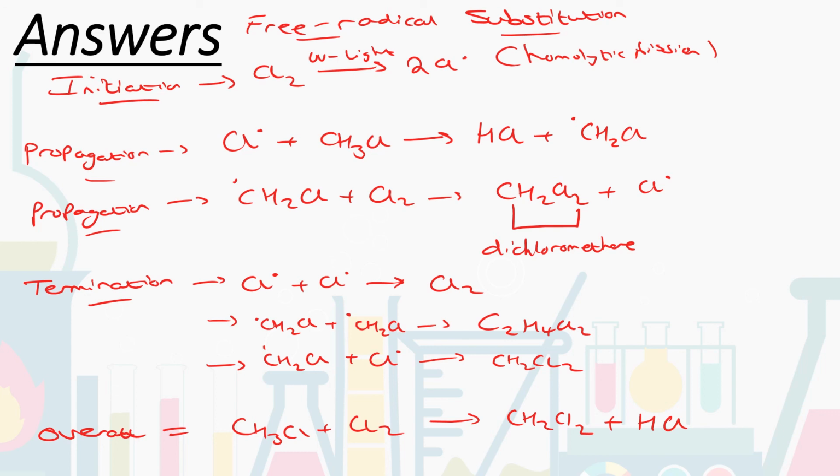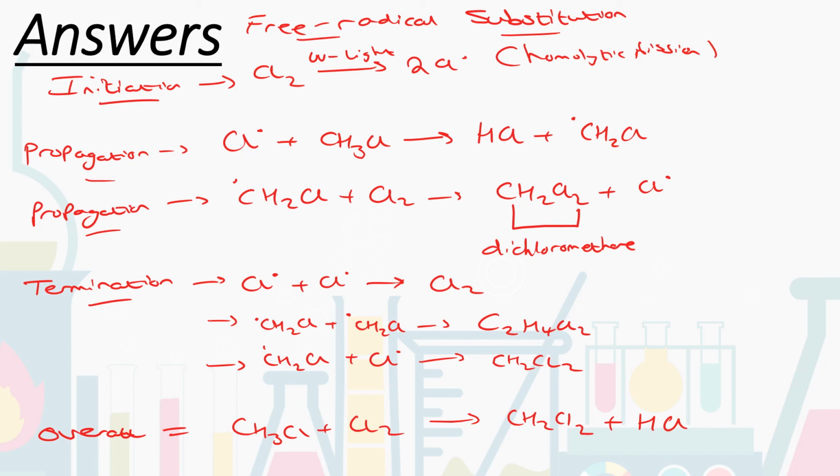So it's a free radical substitution. We can write out the steps. Now you have to check with your exam board whether you need to know the actual curly arrow mechanism for this, which I'll show on the next slide, or whether you just need to be able to write these equations down. But the actual equations are essentially the same as we saw on the previous slide.